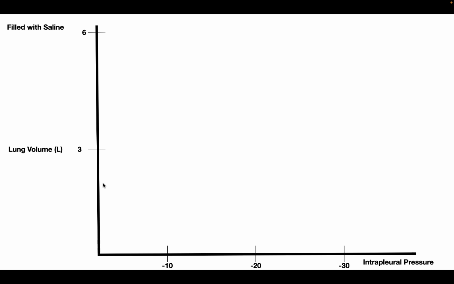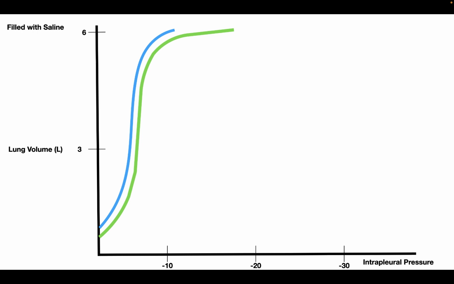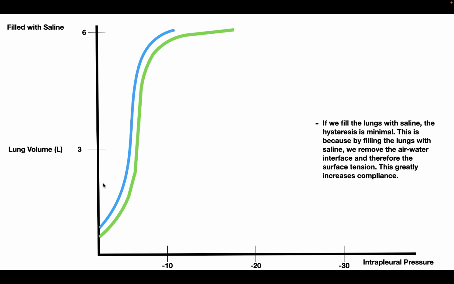Now, what if we were to fill the lung with saline? We'll see why we're doing this in a little bit. If we fill the lung with saline, the inflationary curve would look like this, and the deflationary curve would look like this. What you should notice is that if we fill these lungs with saline, the hysteresis produced is minimal. The reason is that when we fill these lungs with saline, we remove something called the air-water interface. This decreases the surface tension, and when we decrease the surface tension, this increases the compliance.